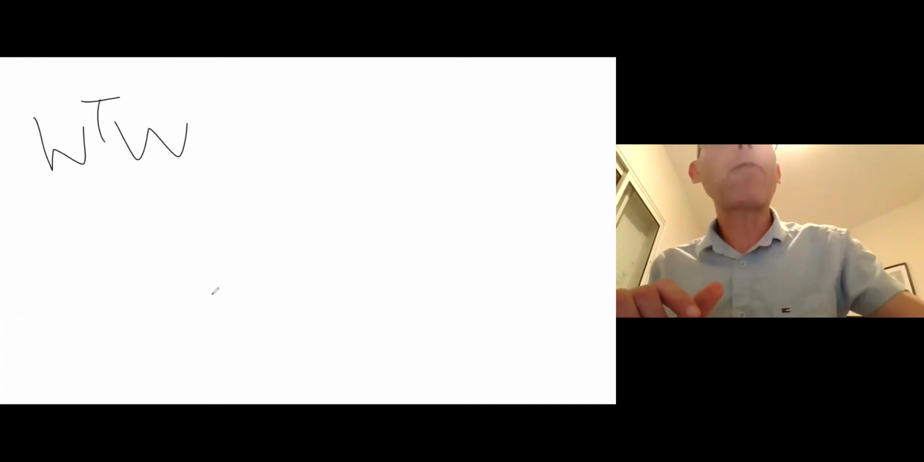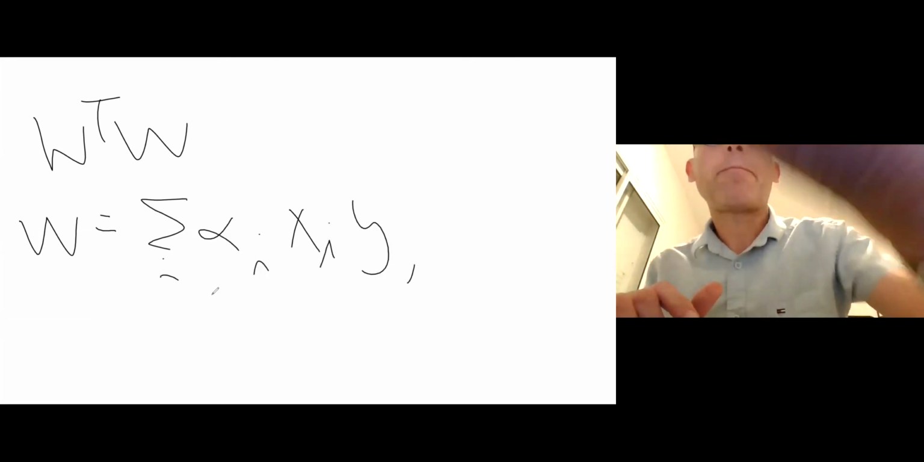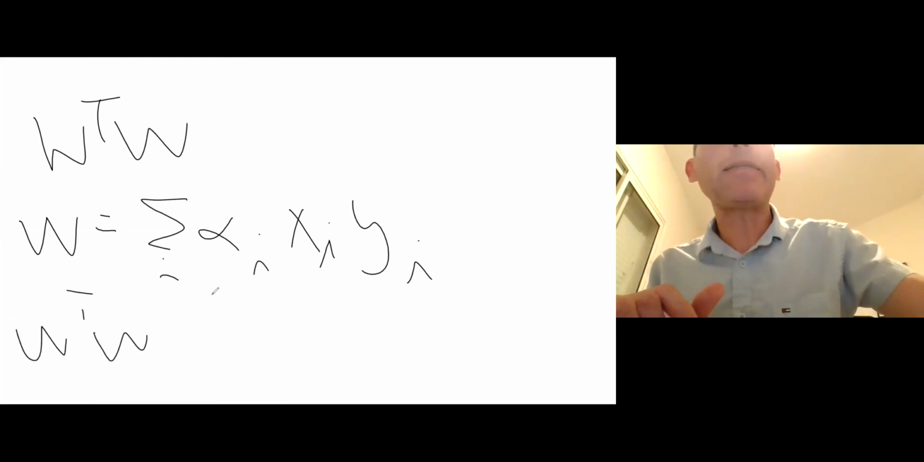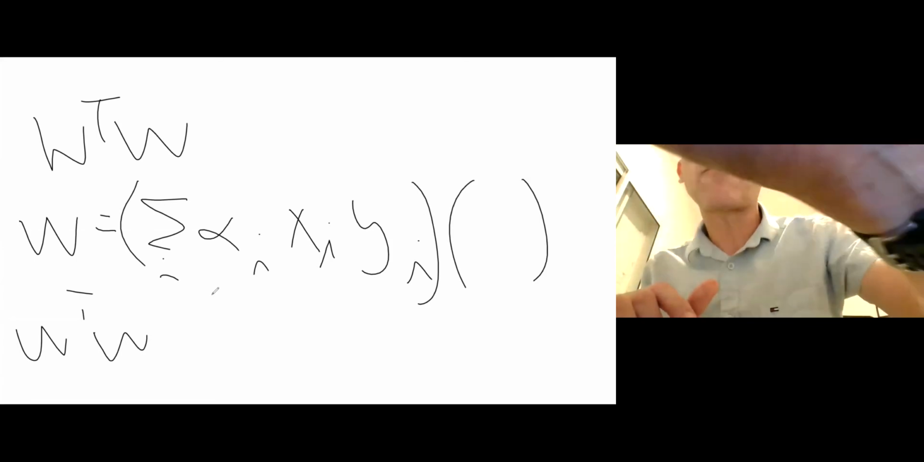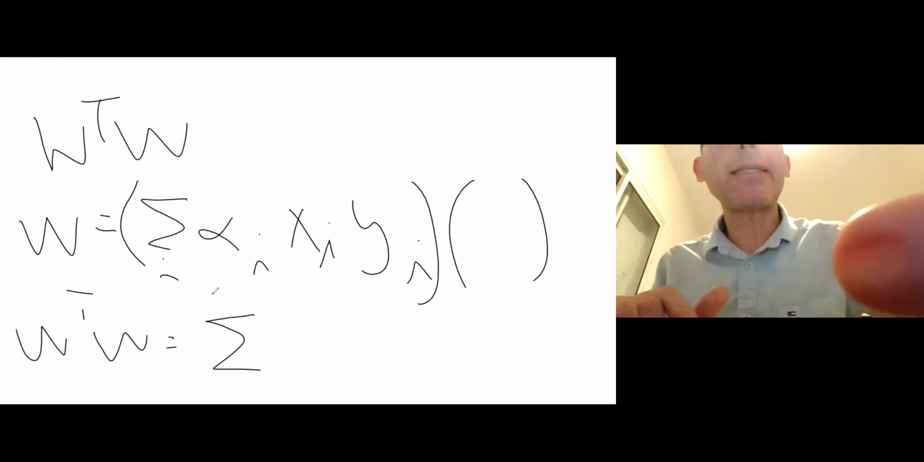So the first thing we have is W^T W. And we said that W equals the sum over i of alpha_i x_i y_i. In that case, W^T W is basically this times itself, right? So this times the same sum. And if you open this up, you will see that this comes down to the sum over i and j, alpha_i alpha_j, which could be the same, I mean, all pairs, x_i x_j y_i y_j.